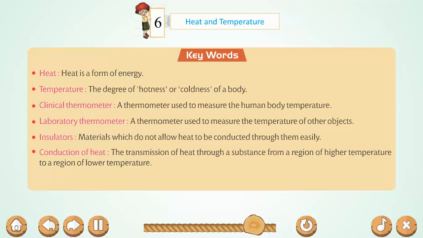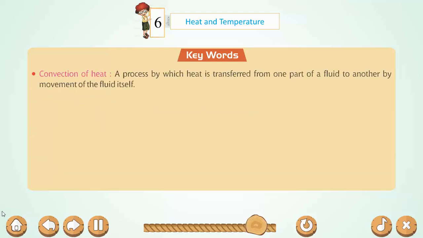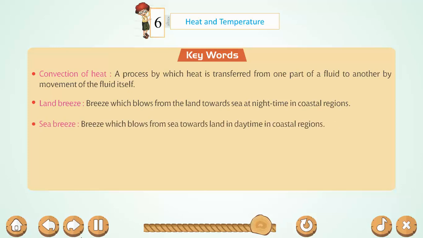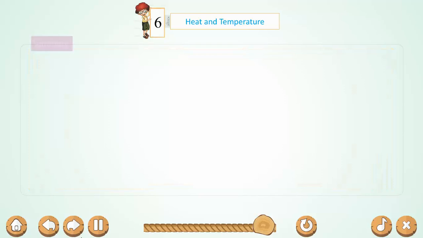Conduction of heat: the transmission of heat through a substance from a region of higher temperature to a region of lower temperature. Convection of heat: a process by which heat is transferred from one part of a fluid to another by movement of the fluid itself. Land breeze: blows from the land towards the sea at night time in coastal regions. Sea breeze: blows from the sea towards the land in daytime in coastal regions. Radiation: the mode of heat transfer that does not need a medium.